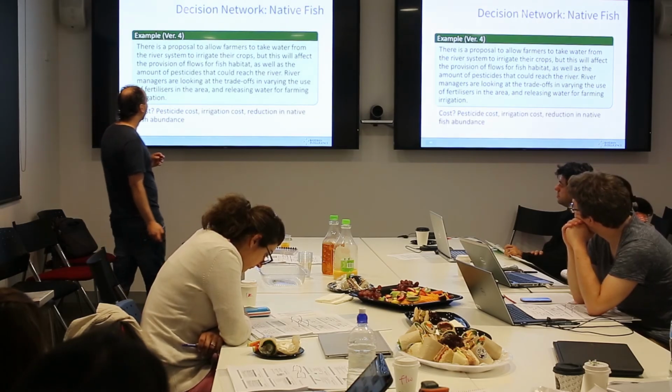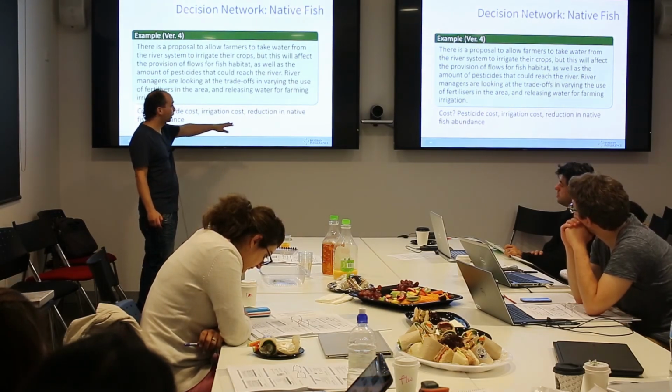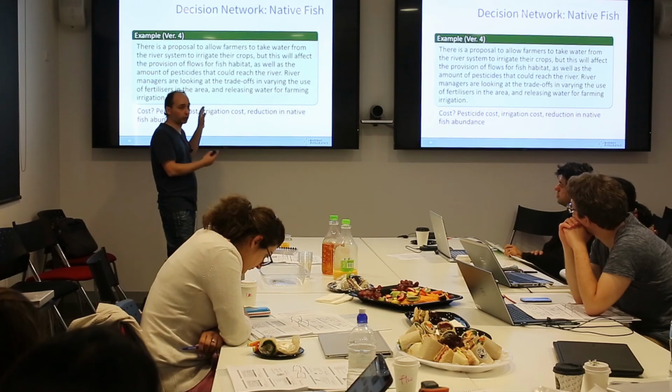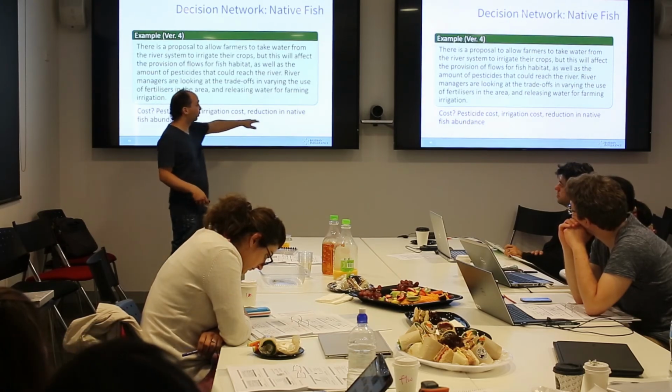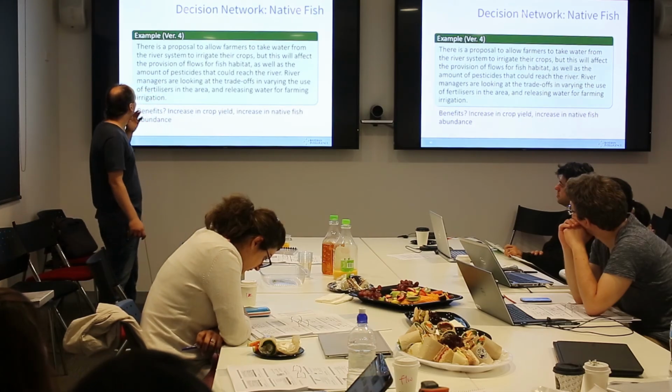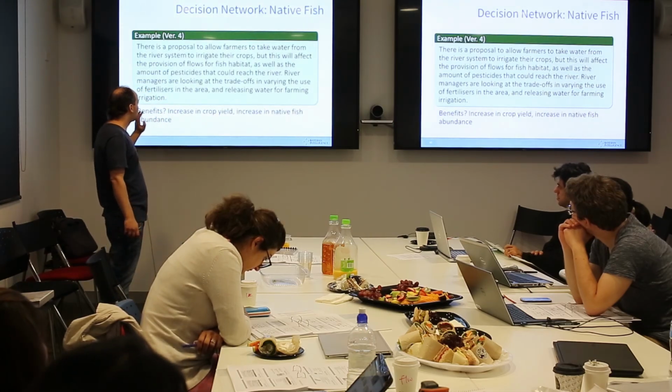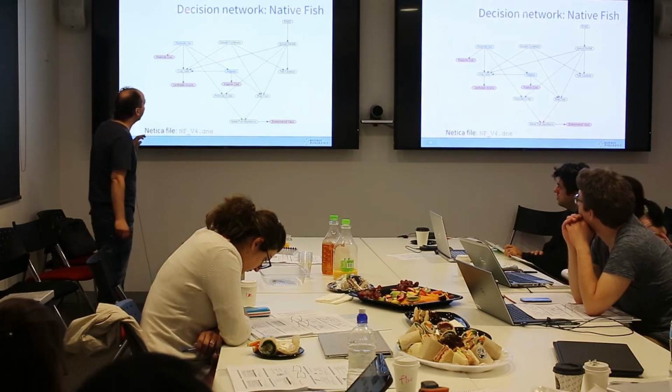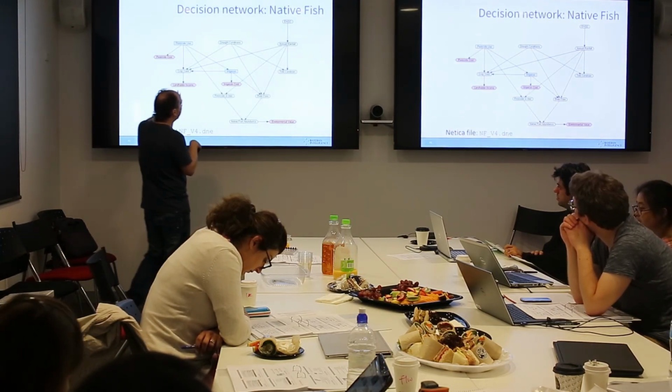That's it. Okay, so we've got the pesticide cost. We've also got the irrigation cost, how much that costs to do that. The reduction in the native fish abundance, and I think we've got crop yield in there as well. Yes, increase in crop yield, and whether we've got an increase in native fish. Okay. So we can add these things to our network.